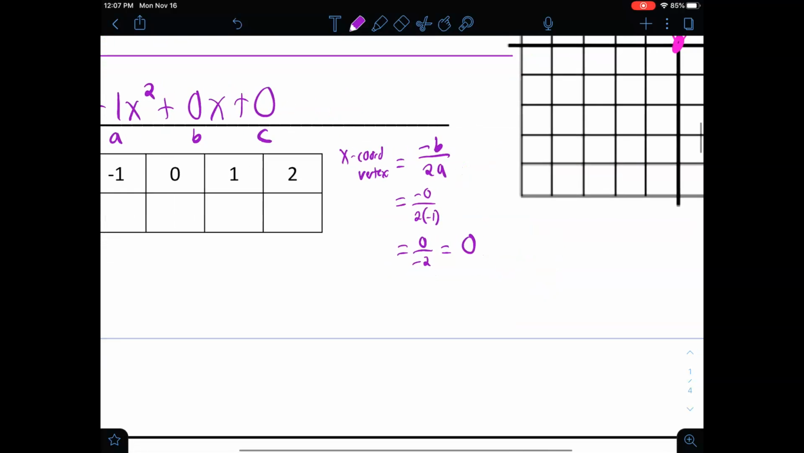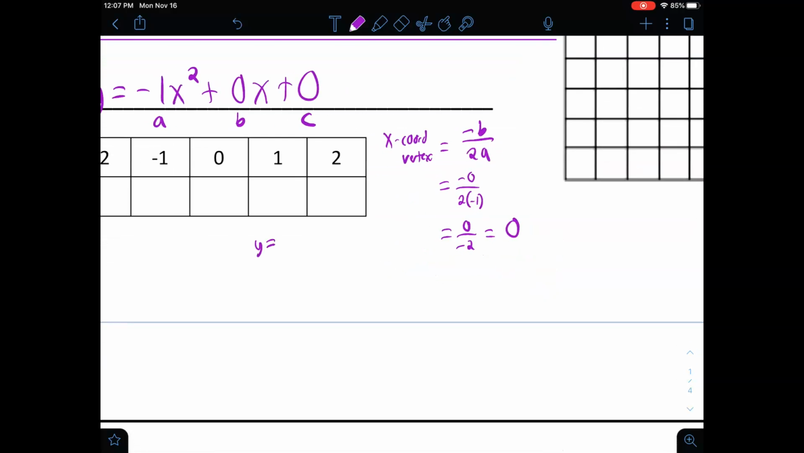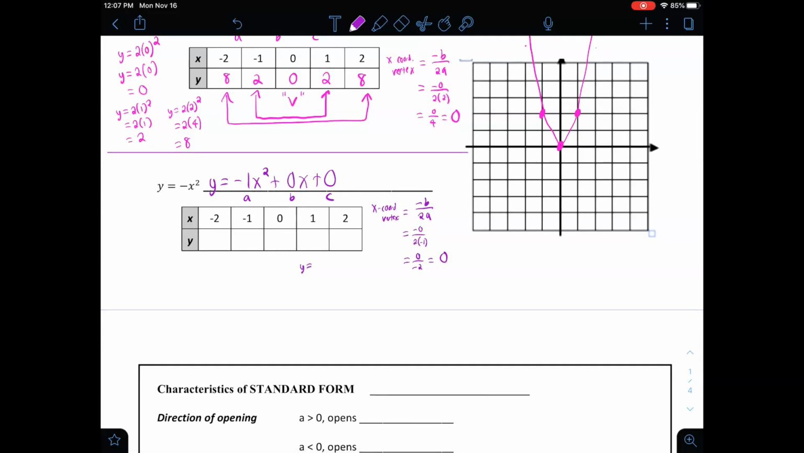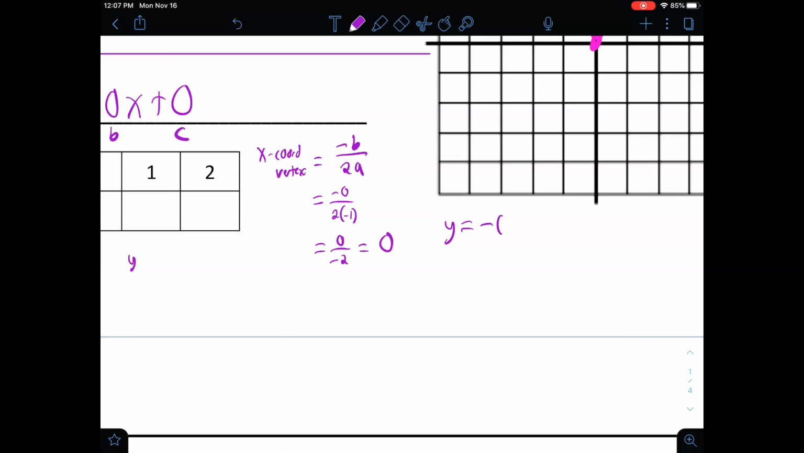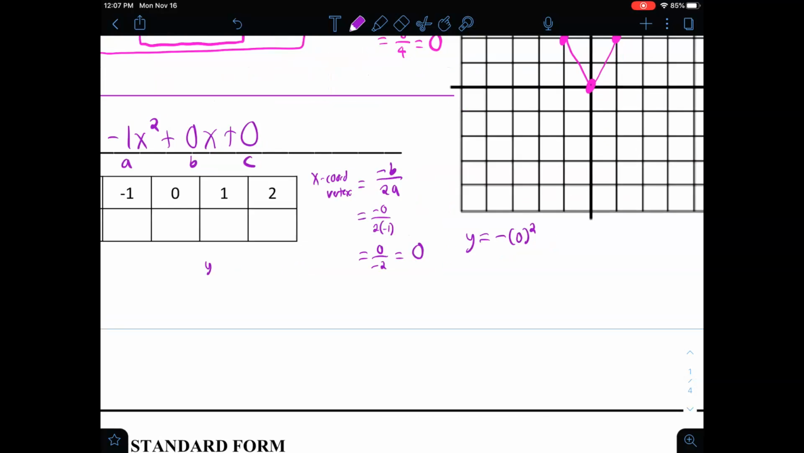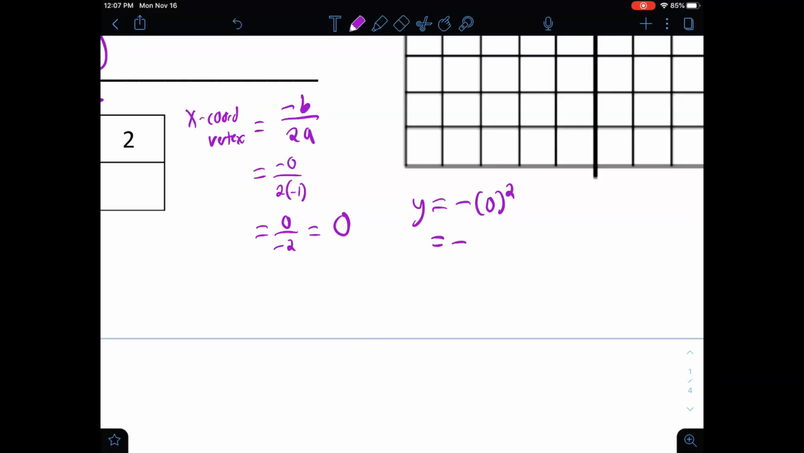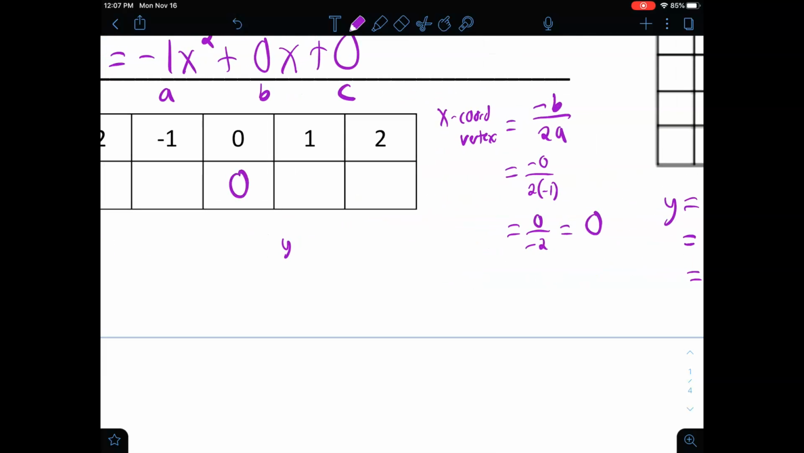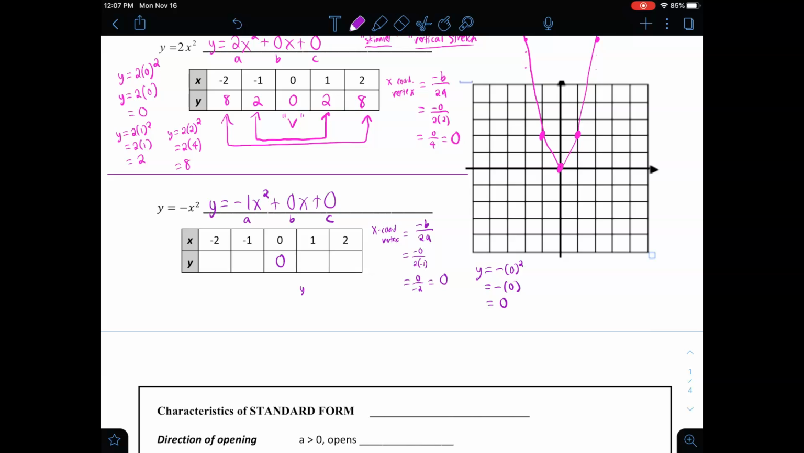Now we have to find the y value, so we're going to plug in. Let's do y equals, and we're going to plug 0 into negative x squared. So we have negative parentheses 0 squared. Wherever we see an x, it has to go right between the negative and the squared, or else it's going to goof you up. Don't forget the parentheses. Negative 0 squared is 0. So the y-coordinate of the vertex, after plugging the x-coordinate into the original equation to solve for y, is 0. 0, 0 is our solution there. So this is our vertex.